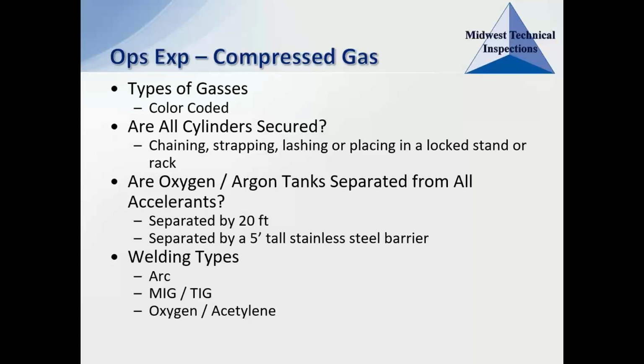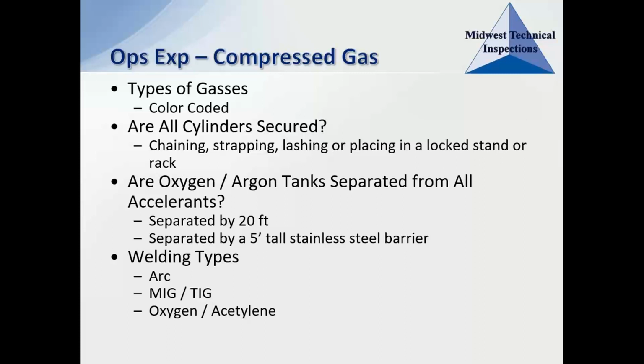For the basic idea here, we're looking for a 20-foot separation between the oxygen and the accelerants, but that's not always possible. There may be space limitations and so on. So if you can't get that 20-foot separation, then we need to at least have a 5-foot tall stainless steel barrier with a half-hour burn rating between those two types of gases. Some way of separating those so that if you have a fire, those two gases aren't going to blend together and form an even worse fire.